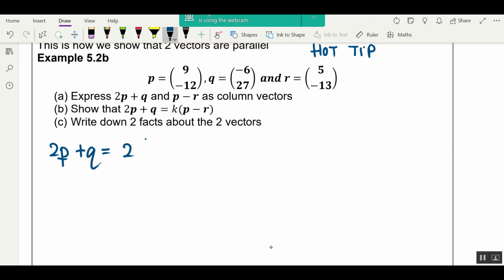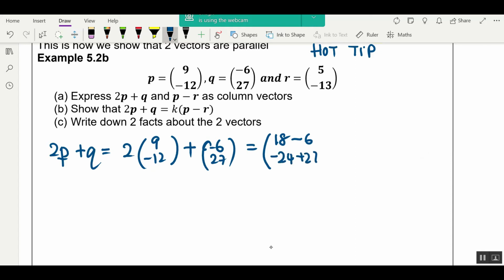And this would just mean 2 times 9, negative 12, plus q, which is negative 6, 27. Okay, for the sake of spacing, I will just write it this way. And this would be 2 times 9, 18, minus 6. Immediately you do operations for the x coordinate. Y coordinate, negative 24 plus 27. And hence I will get this as 12, 3.